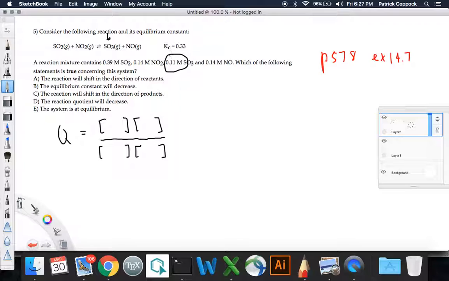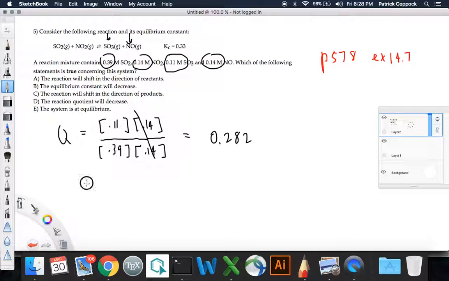SO3 is right here, 0.11, and then we'll do NO is next. Let's do it there. It's 0.14, right there, okay? And then on the bottom is SO2, which is 0.39, 0.39, and then this NO2 is right here, right? 0.14. Oh, look at that. Those two are going to cancel. So this is going to come out to be 0.11 divided by 0.39, which is 0.282. 0.282. That's the reaction quotient. That's where it currently is.